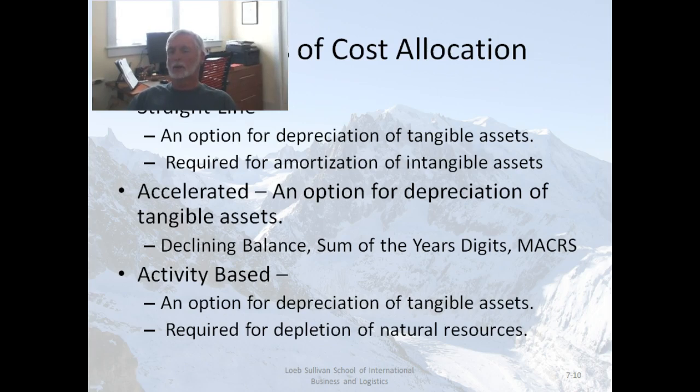It's not acceptable for any other kind of assets. So you can use accelerated depreciation for property, plant, and equipment, but you can't use it for anything else. And then finally, activity-based cost allocation is an option for the depreciation of tangible assets. It's required for the depletion of natural resources.